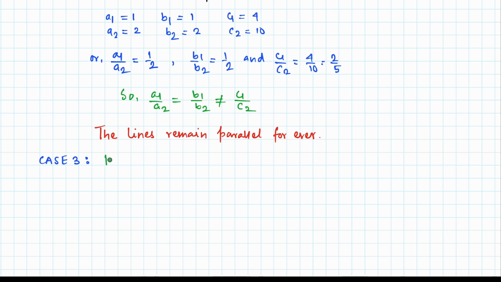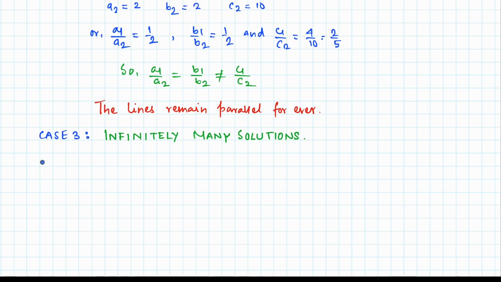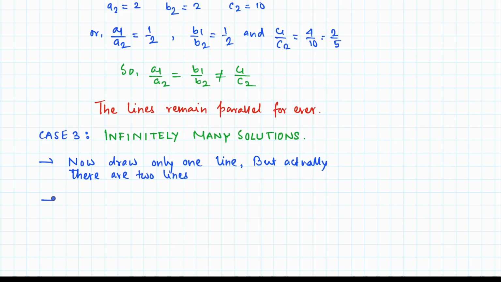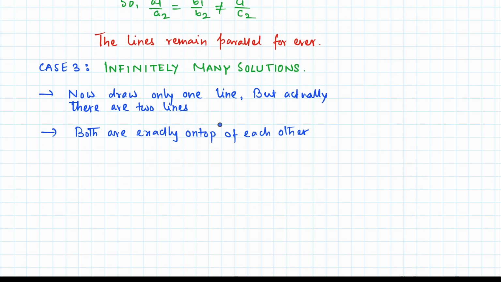Easy. So case 3, the third case, is when the pair of equations will have infinitely many solutions. Now we will see and interpret in the graph how they look. Now draw only one line. For the given equations, we take one equation and we draw one line, but actually there are two lines. What we can see is both are exactly on top of each other. That means they're overlapping. So they're the same line. One is falling on the other.